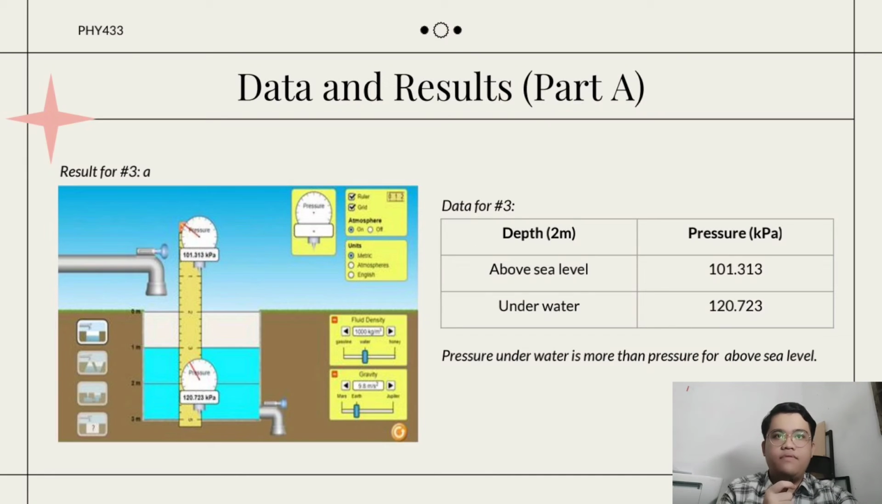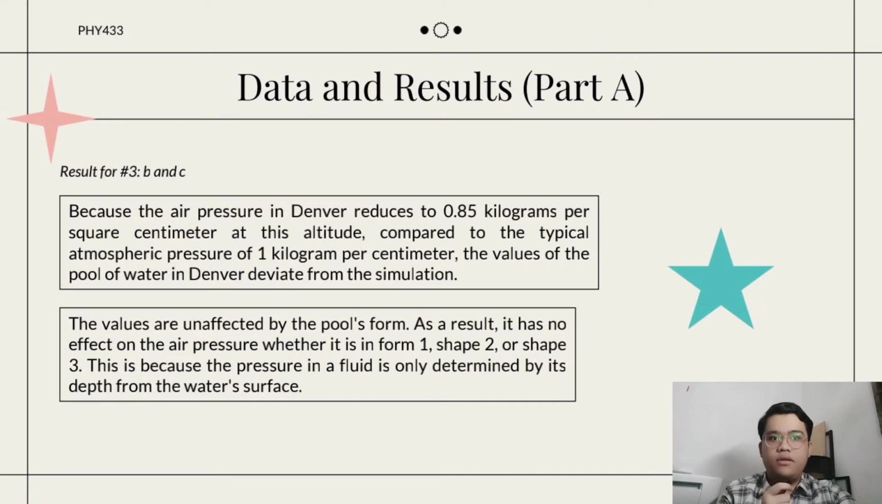Next, for the result for question 3 part A, pressure underwater is more than pressure above sea level or above water. The result for question B and C is because the air pressure in the river reduced to 0.85 kg per square centimeter at this altitude compared to the typical atmospheric pressure of 1 kg per square centimeter. The value of the pool of water in the river deviates from the simulation. The values are unaffected by the pool form. As a result, it has no effect on the pressure whether it is in form 1 or form 3. This is because the pressure in a fluid is only determined by its depth from the water surface.